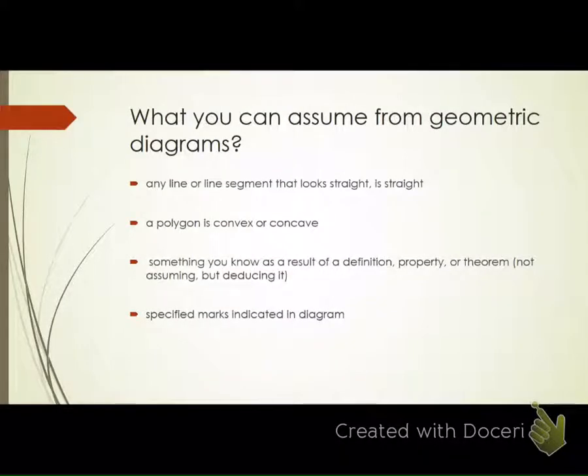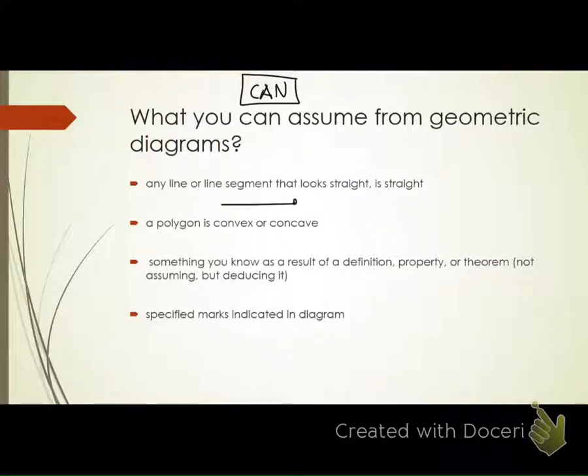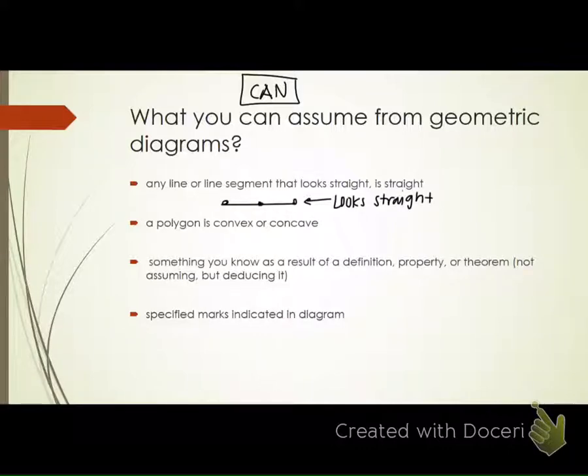All right, here are the things you can assume. You can assume any line or line segment that looks straight is straight. If it looks straight, then it is straight. So that means you can decide that points are collinear, or that angles on it add to 180, that kind of stuff. If it looks like a straight line, it's a straight line.